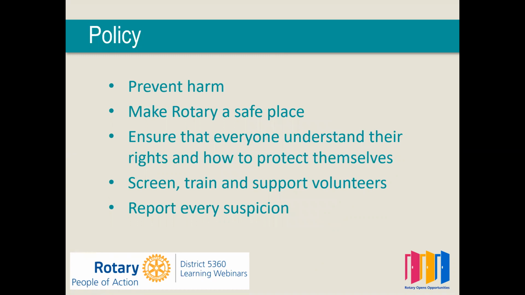What does the policy say? Well, in a nutshell, the policy says that we will protect vulnerable people from harm. We'll make Rotary a safe place. We'll ensure that everyone understands their rights and how to protect themselves. That's part of our training commitment. We commit ourselves to screening, training, and supporting our volunteers, and reporting every suspicion that somebody may be being abused, harassed, bullied, exploited, neglected, or discriminated against.